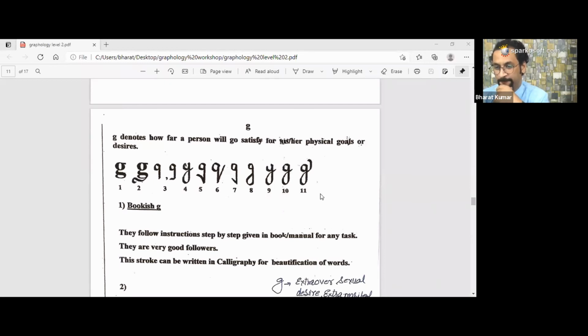Now number 1. The first kind of G is well known as bookish G. I used to write this kind of G many times. So look for this one. Those people who have bookish G, or first kind of G, follow instructions step by step. They are sound followers.